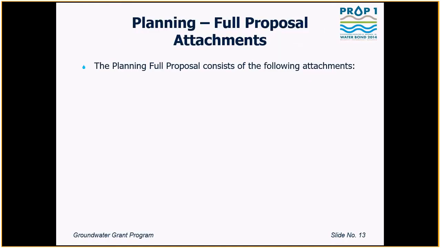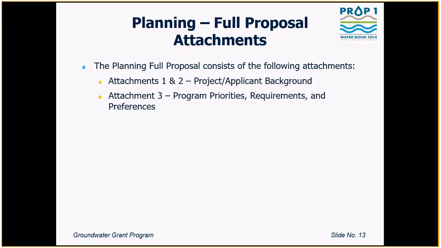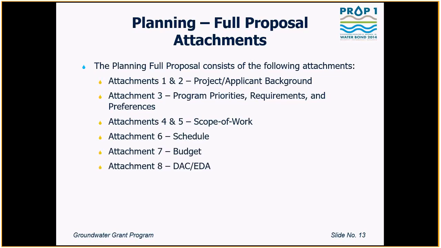So the attachments for the planning proposal are the same for the implementation, but there are 2 fewer attachments. It does not include a cost-benefit analysis or a performance evaluation and monitoring attachments. Other than that, the attachments are the same as the implementation proposal. So I won't go into detail describing them, since I just went over those for the implementation.